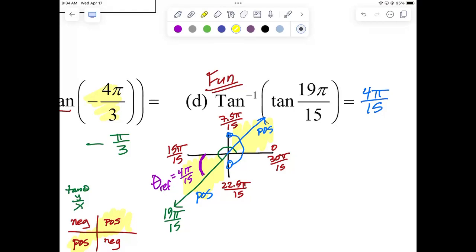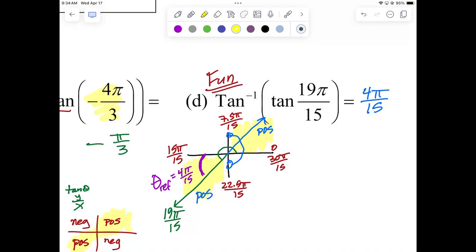They're getting 4 pi 15ths? Excellent. 19 pi 15ths, if you split up your quadrantal angles in terms of 15ths, it lives between 15 and 22.5, so it's in quadrant 3. In quadrant 3, the tangent is positive now because they're both negative. What's the other quadrant where tangent's positive? It's the opposite quadrant, quadrant 1.